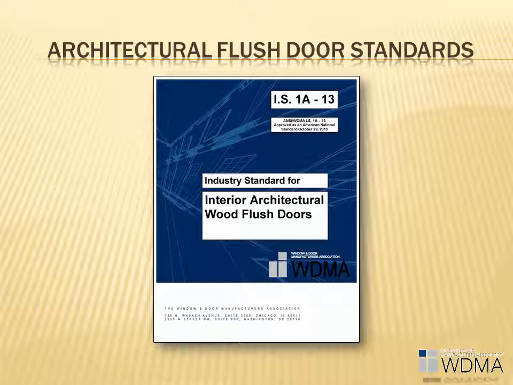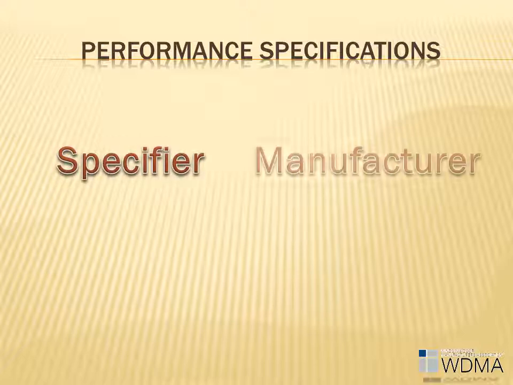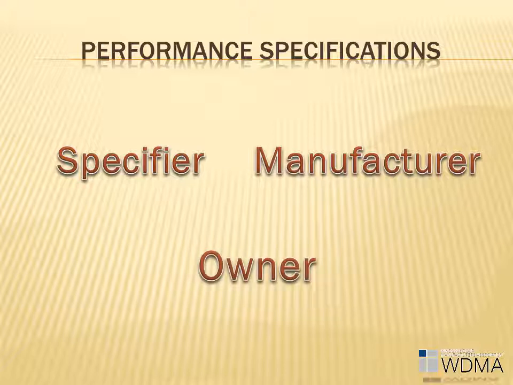A major overhaul to interior architectural door standards, ANSI WDMA I.S.1A 2013, industry standard for interior architectural wood flush doors, is ready, and the focus is on providing performance-driven specifications. The move towards integrating those performance standards with job specifications is WDMA's ongoing strategy. It's a win-win for the specifier and manufacturer, but especially for the end user who can rely on the tested architectural wood doors to serve the facility well over the long haul.